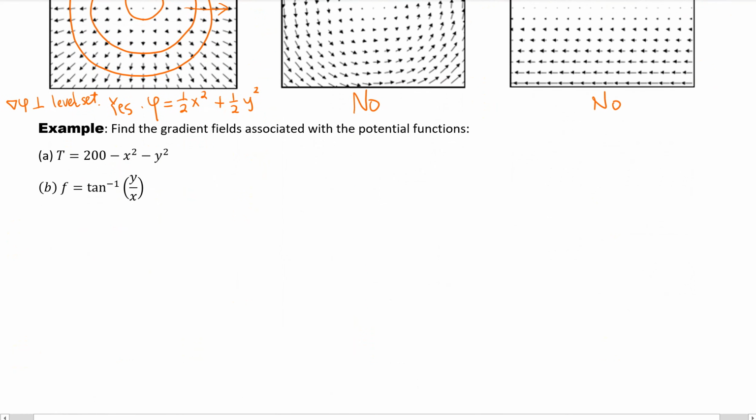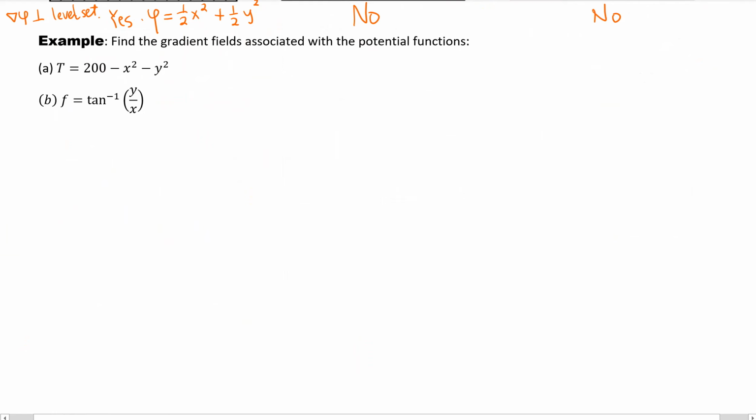Now, let's find some gradient fields associated with potential functions. So here we're given potential functions. We want to find a gradient field. So let's see, partial t, partial x. Take the derivative with respect to x. 200 has no x, so it's gone. X squared, we have minus 2x. And what is ty? Well, ty is negative 2y, right? So what is the gradient? Well, the gradient is minus 2x, minus 2y. So far, so good, everybody.